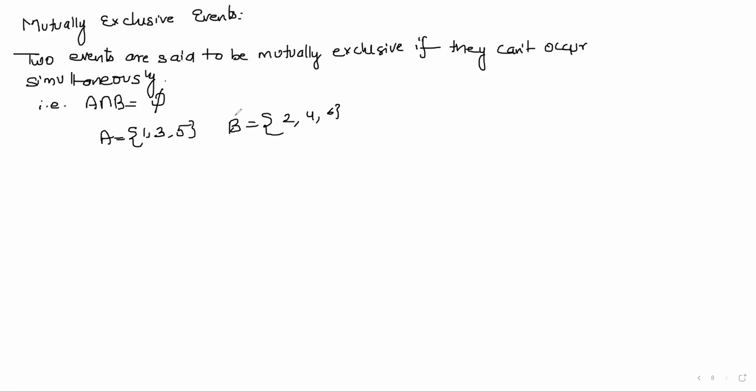Okay, so two events are said to be mutually exclusive if they are disjoint sets, or nothing is common, or they can't occur simultaneously. So please note down this, then we will do the next topic.